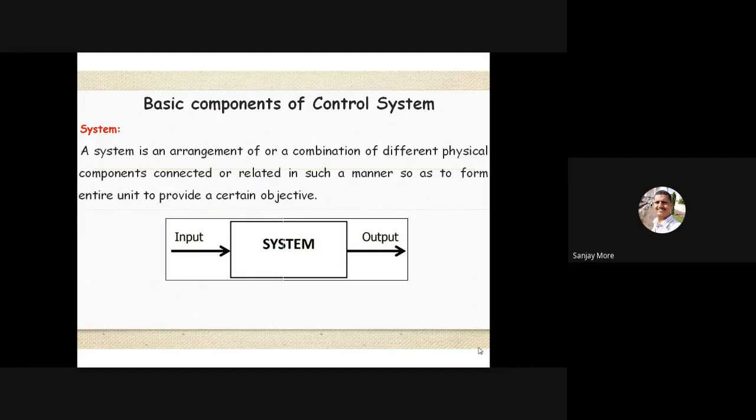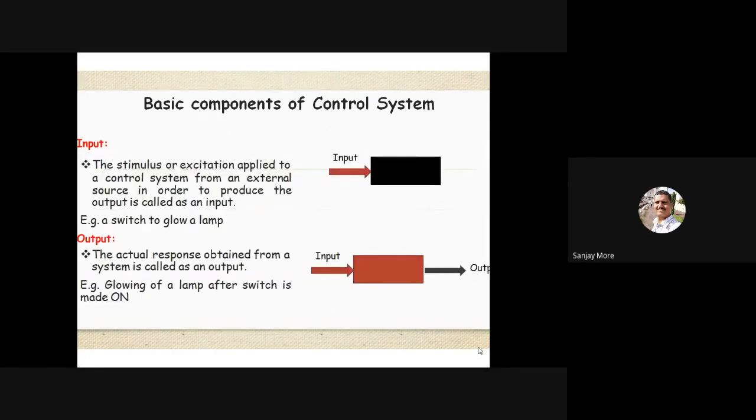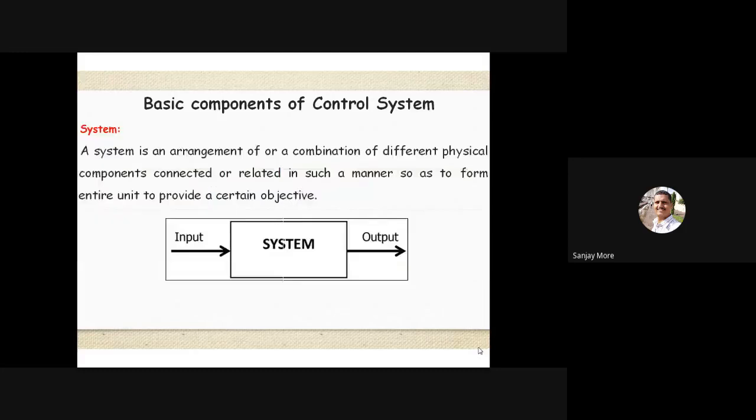Certain objective. Okay. And third component is output. The actual response obtained from a system is called as output. For example, glowing of a lamp after switch is made on. So that is an example of a control system.